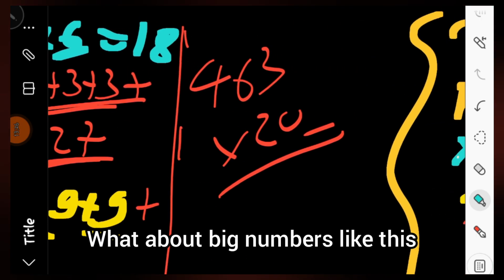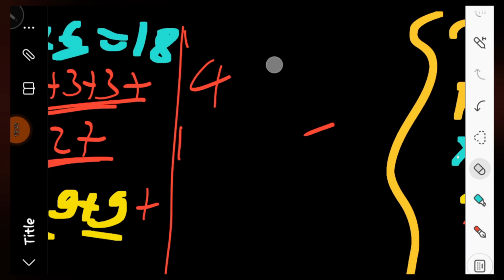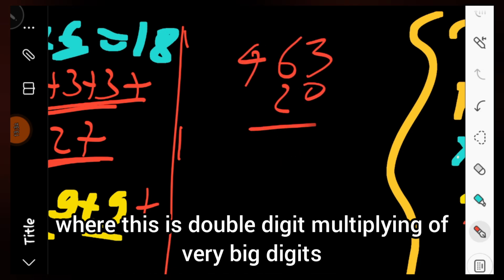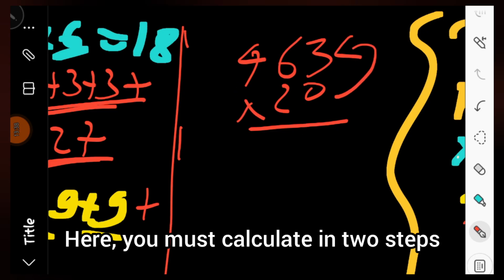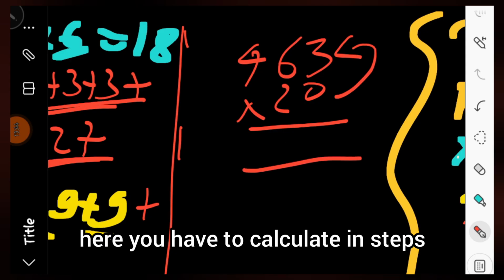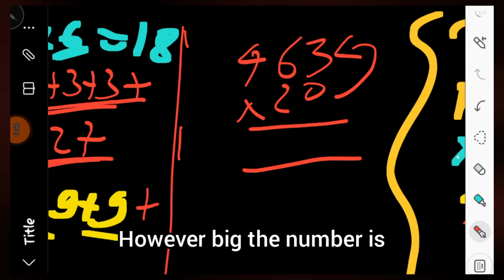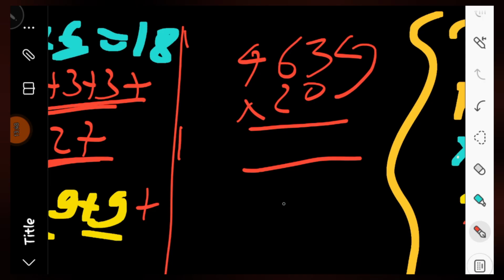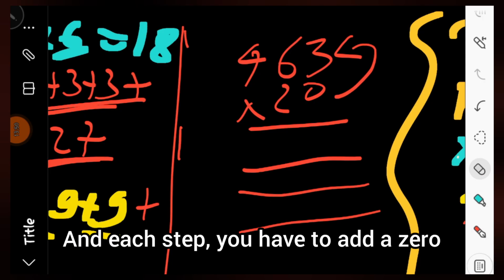What about big numbers like 463 and 20, where this is double digit multiplying of very big digits? Here you must calculate in steps. However big the number is, the step increases, and each step you have to add a 0.